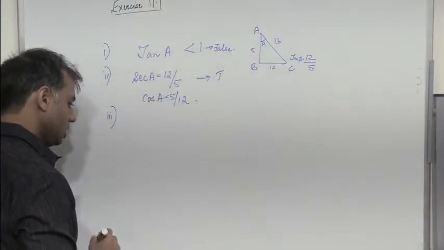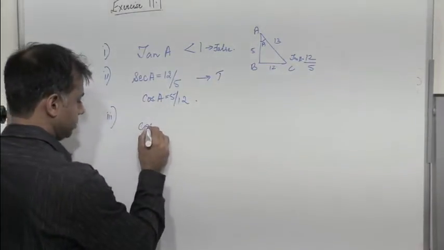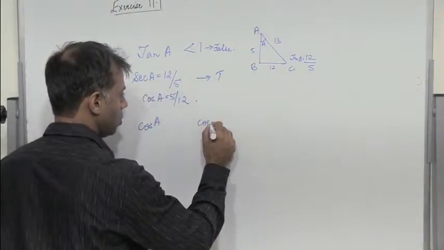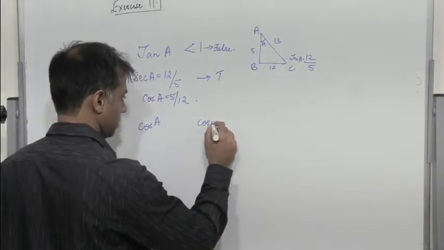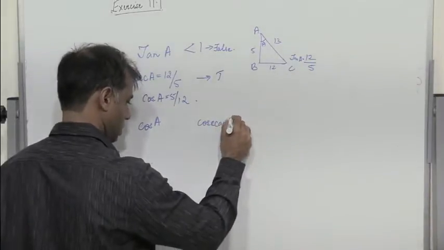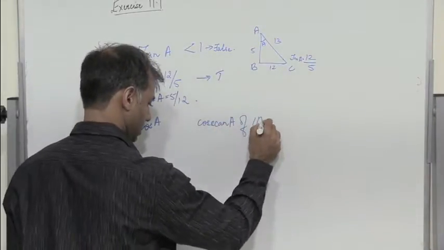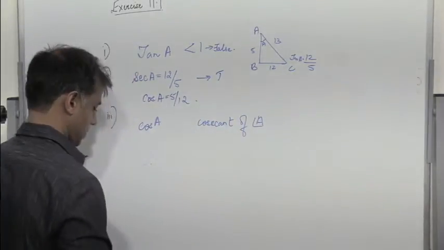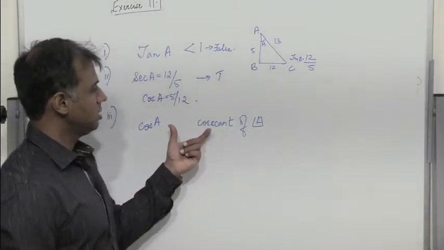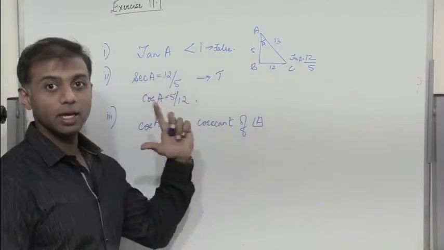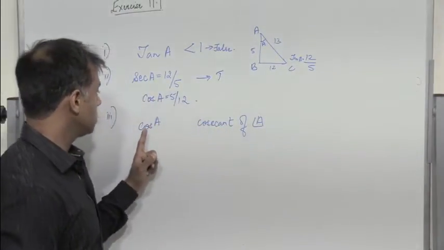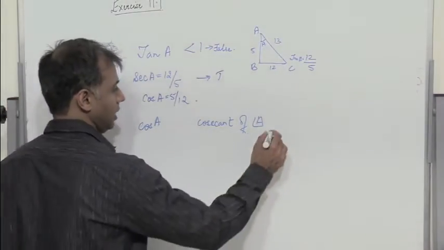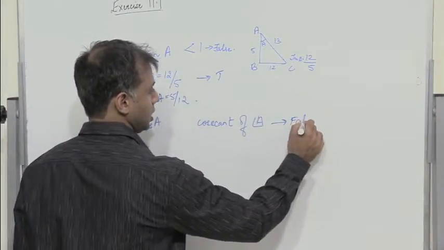Next, cos A is the abbreviation of cosecant of angle A. True or false? It is false, because cos A is the abbreviation of cosine of angle A. So this is a false statement.